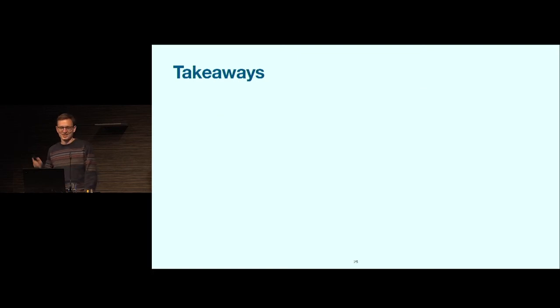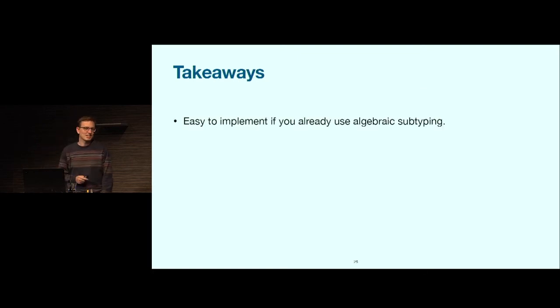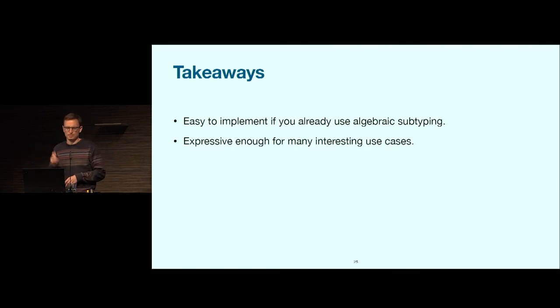So what are the main takeaways? It's actually very simple to implement, assuming that you already use this algebraic subtyping system. If you use another type inference system or don't bother, it's probably not going to adapt easily. But if you're in the system, those kind of refinement types are very simple to implement, and there's very little additional code. You just have to generate some different constraints within the given system. They're expressive enough for many interesting use cases.